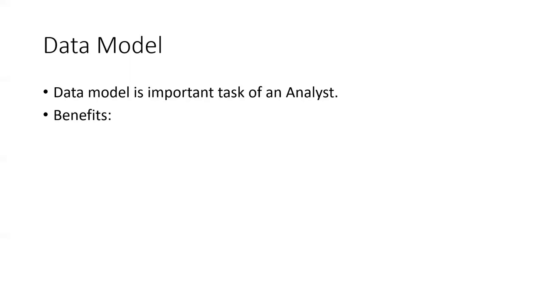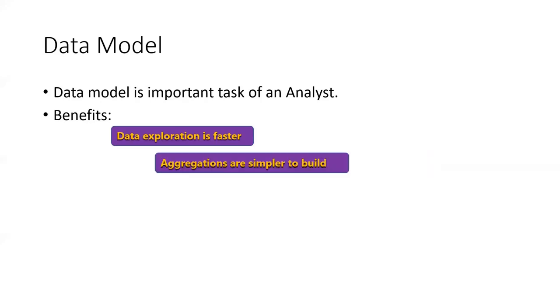Since we have different queries, we need to understand why this data model is required and what its role is. So let's see its benefits. The very first thing is that data exploration is faster. If you have a data model where different tables are joined to each other, then we can understand which tables are connected, how they are connected, and whether there are any hierarchies in the data. That kind of thing is faster with the model.